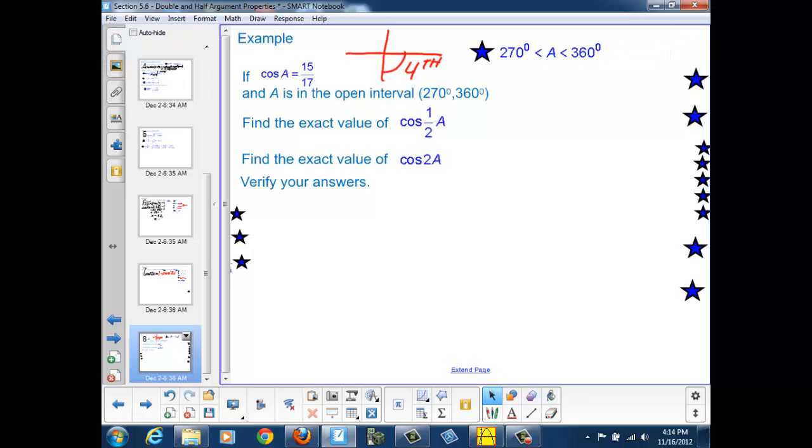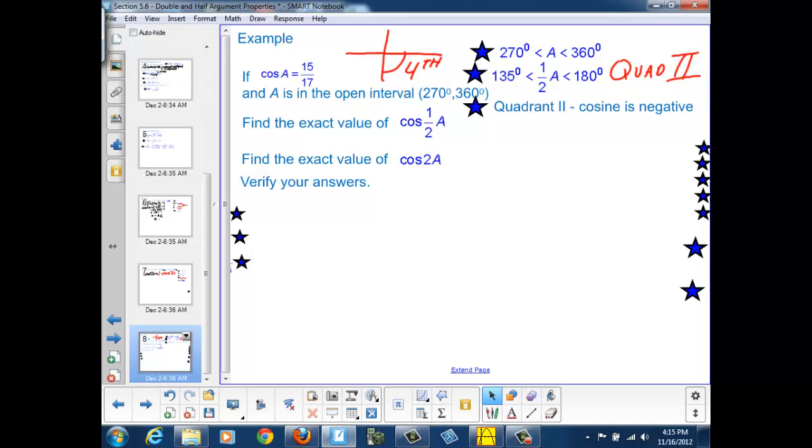So if our original angle is between 270 degrees and 360 degrees, then half that angle will be between 135 degrees and 180 degrees. And that would put us in the second quadrant. And we'll keep that in mind as we continue to solve this problem. That tells us that the cosine is negative.